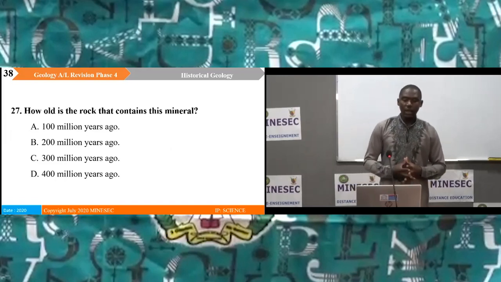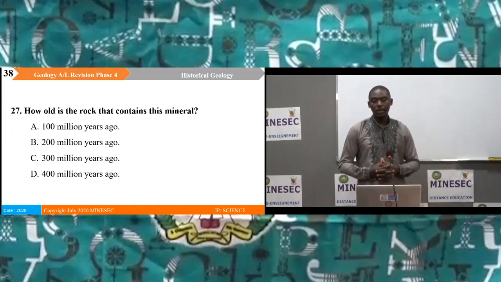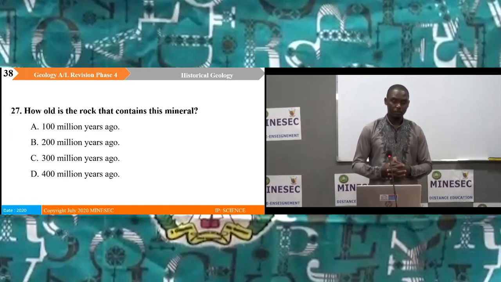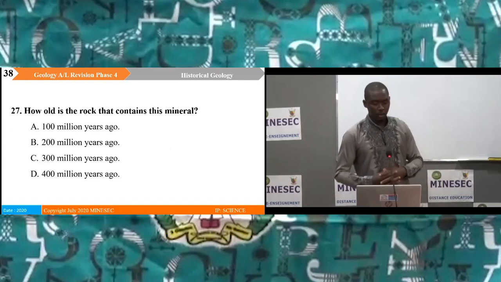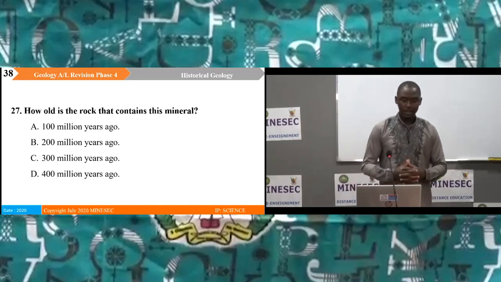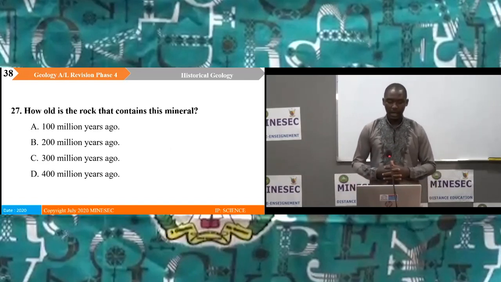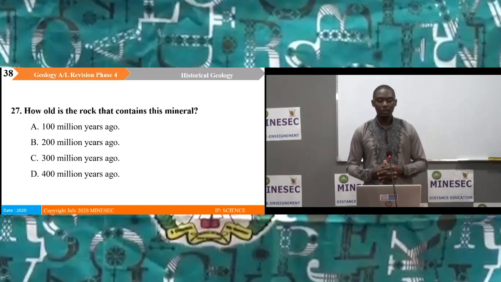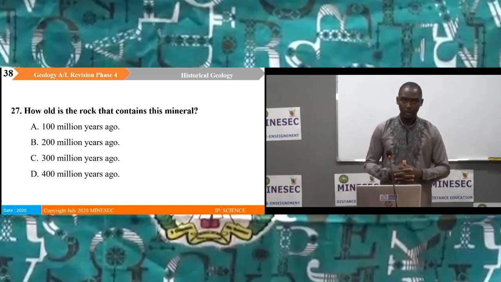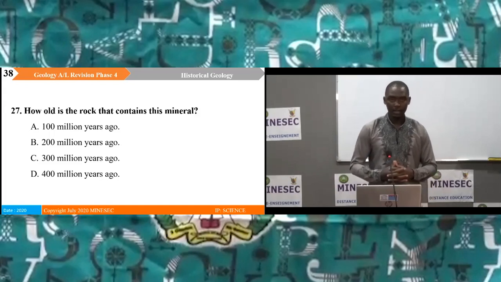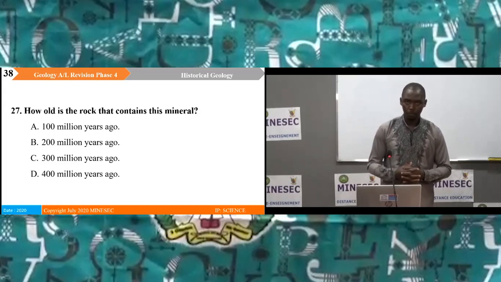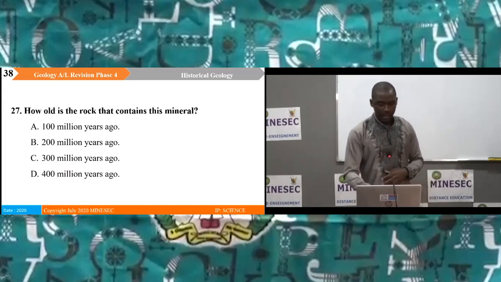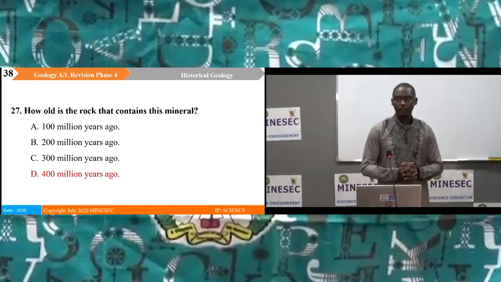Question 27. How old is the rock that contains this mineral? A, 100 million years. B, 200 million years. C, 300 million years. And D, 400 million years. Remember, the half-life of that radioactive isotope is 200 million years. Our correct answer is D, 400 million years.